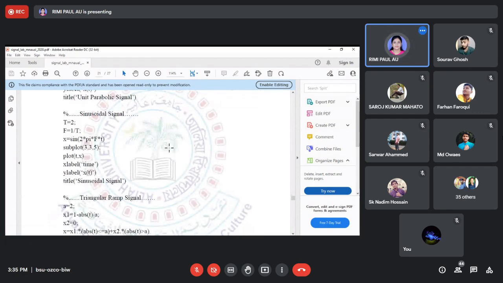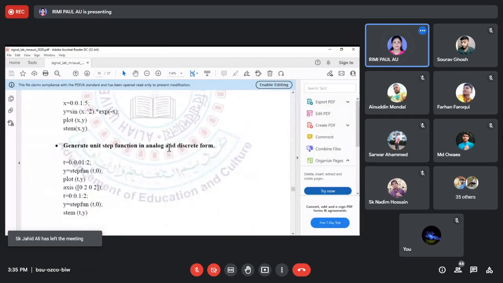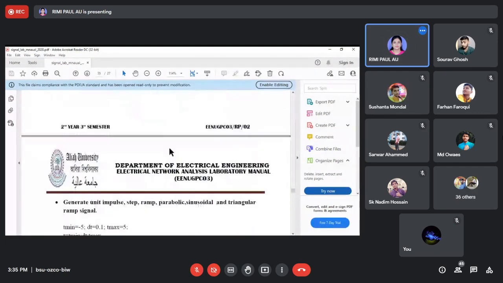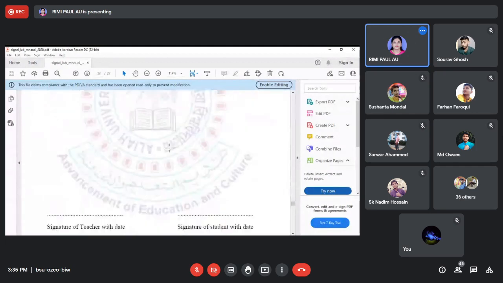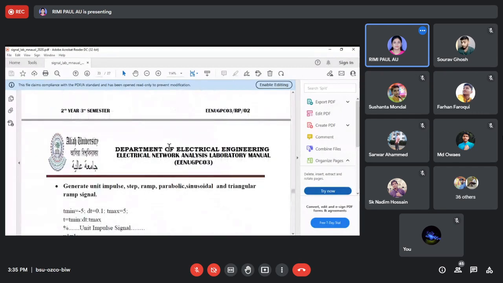Now, the first thing is today we'll learn about these signals. First is the step signal. So generate unit impulse, unit step, unit ramp. Today we'll learn these three signals. The gate pulse signal and sinusoidal signal you already know, though I'll describe them. And the triangular ramp is written in the program, you will see. Triangular ramp is nothing but I'll show the figure. Its function is not required.